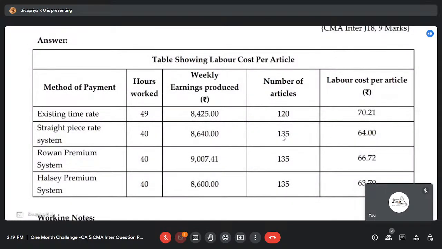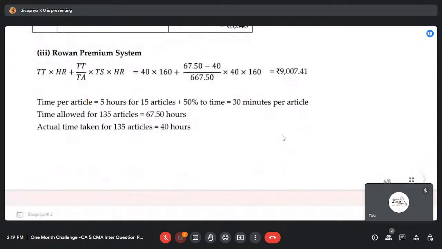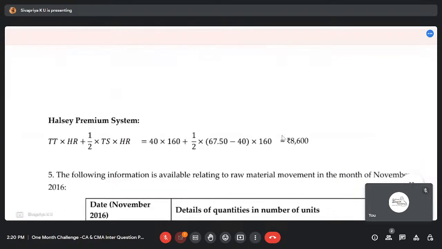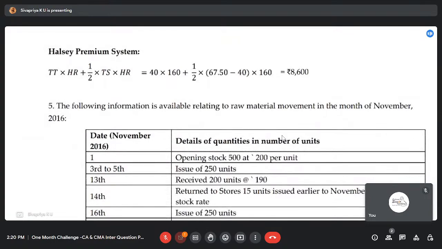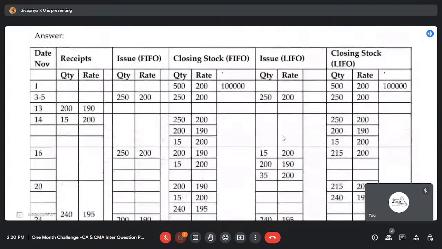Table showing the labor cost per article. Working notes: for the existing time rate, 8,425 is the weekly wages, and for the piece rate system, earnings for the week is 8,640. Under the Rowan premium system, 9,007.41. Under the Halsey plan, it is 8,600. Question number 5. The FIFO method and LIFO method are to be applied.